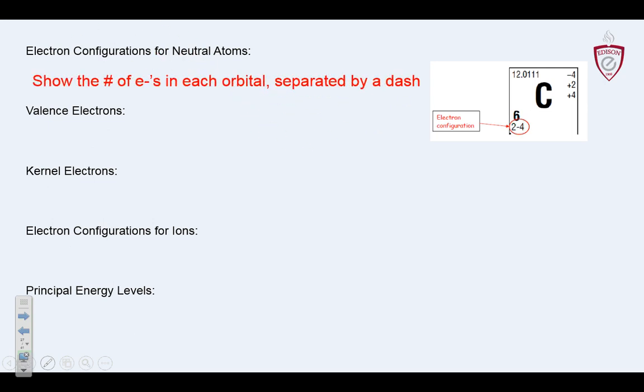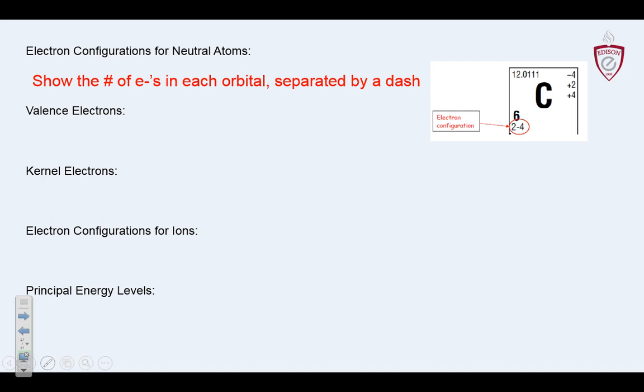So electron configuration for a neutral atom is what's shown. It shows the number of electrons in each orbital or principal energy level, however you want to look at it, separated by a dash. Over on the right-hand side, we see the electron configuration from our previous notes. It's not 2 minus 4, it's 2, then 4. So the first innermost ring has 2 electrons. The second outermost ring has 4 electrons on it.